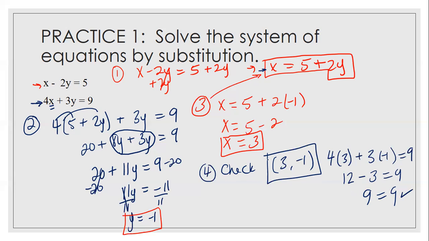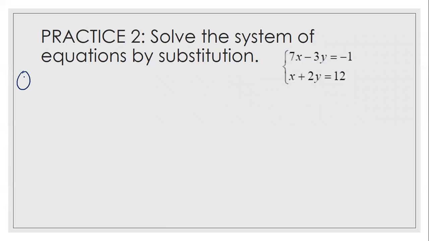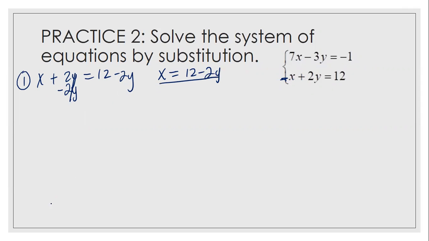Okay, so you're going to do number 2. And then we're going to check. Okay, so step 1 was you work with the equation that has the variable easy to get by itself. So that would be your x plus 2y equals 12. To get x by itself, what do I need to do? I subtract the 2y. And that leaves me with x equals 12 minus 2y. Right? Okay. Questions about step 1?